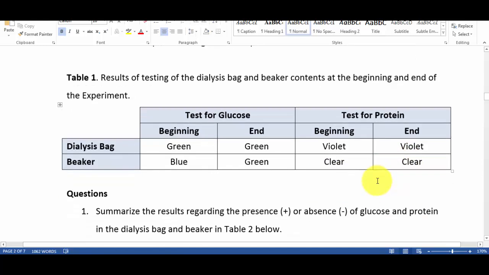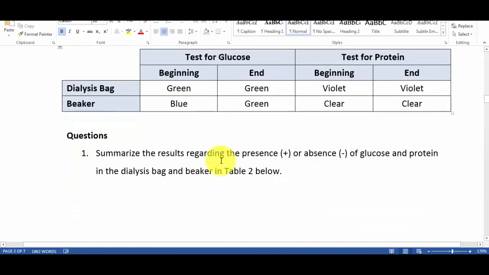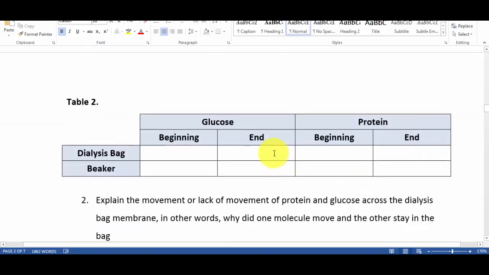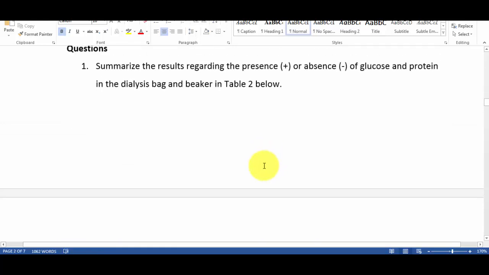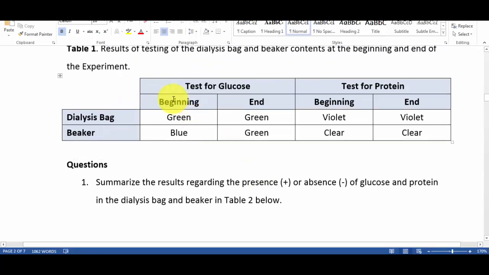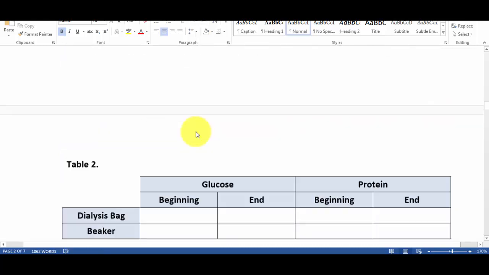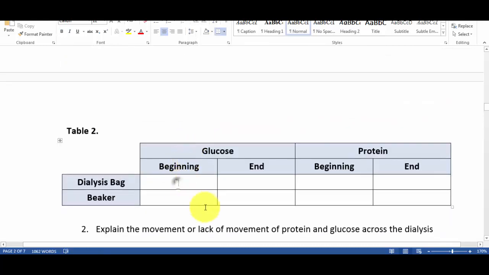So what you're going to do, I had to look at this a couple of times, but summarize the results regarding the presence or absence of glucose and protein in the table below. So you're going to put a plus or a minus. Okay, if you thought there was a positive result, like here, green in the dialysis bag, remember earlier it said if there was glucose present, that Benedict's would turn green. So that would be a plus. You'd put a plus in this box right there. Just like that. So fill this out.